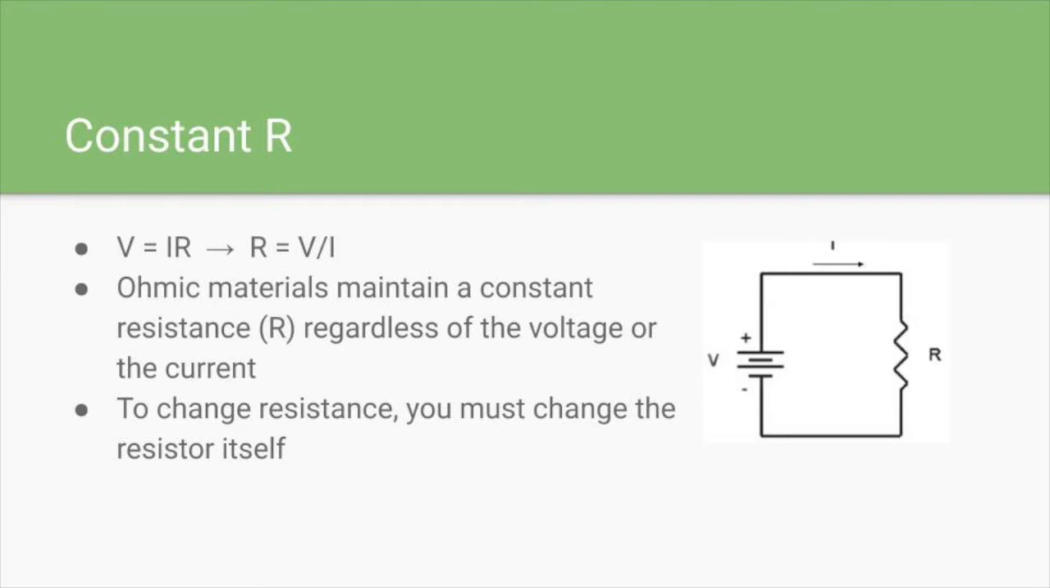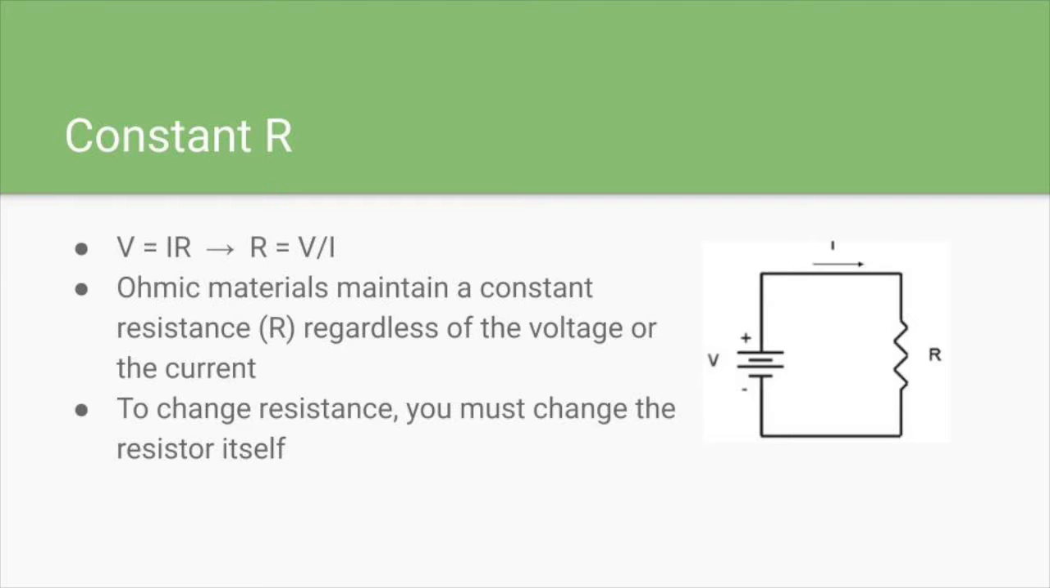So you might be thinking, okay, well, if we want to increase the resistance, can't we just change the voltage, right? Because we see that those two are actually directly proportional. However, changing the voltage will not actually change the resistance. When you make a circuit out of what we call an ohmic material, it's going to maintain a constant resistance regardless of whatever your voltage or current are.